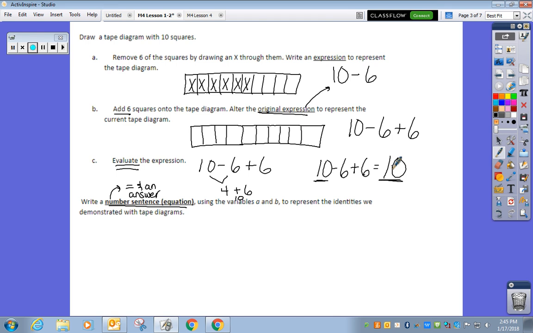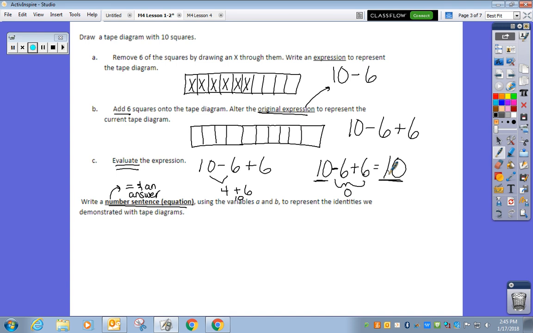If I look at this, I had taken away 6 and then added 6 back on. So I can actually read this problem backwards. This is 6 minus 6, and 6 minus 6 is 0. So if I have 10 and I subtract 0 from it, I end up back with 10 again. That's kind of how it works. Or if I take 10 and add 0 to it, I wind up back at 10.